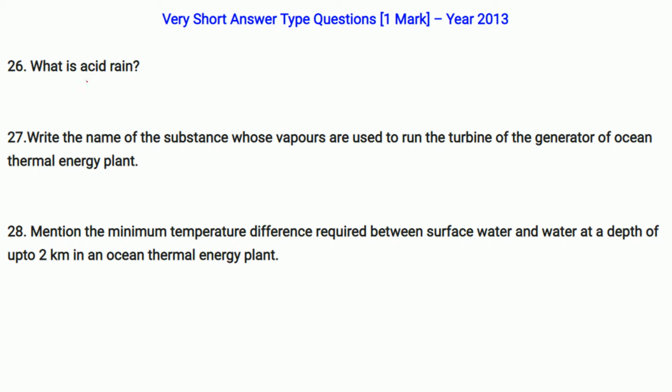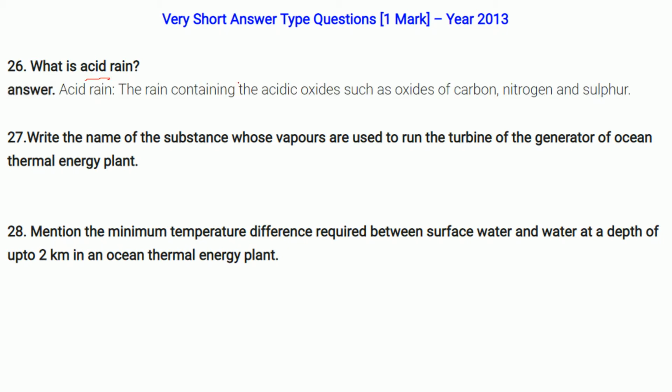What is acid rain? Acid rain is rain which contains acidic oxides like oxides of carbon, nitrogen and sulfur. All these are in our atmosphere because of the cars, the industries, etc. Now, when the rain comes down, it accumulates all these and this reaches the ground. So this is the acid rain.